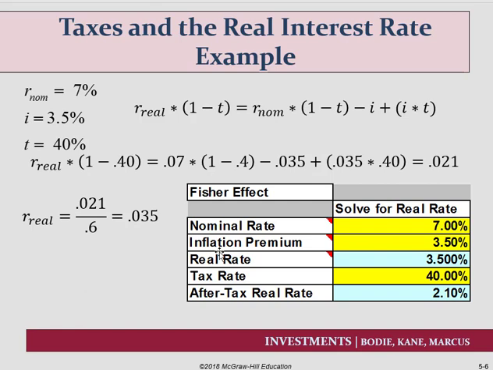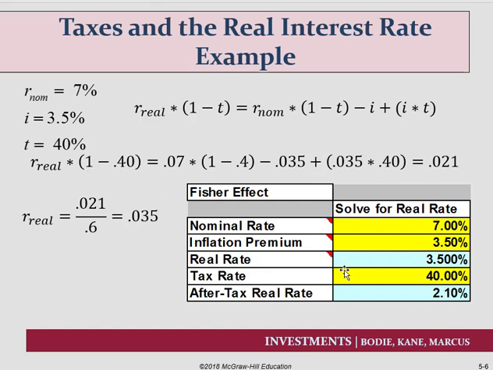So now what would happen, do you think, if we adjust inflation upward? If inflation goes up, then the real rate is going to go down, and of course the after-tax real rate will go down.